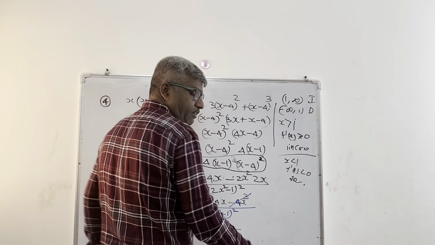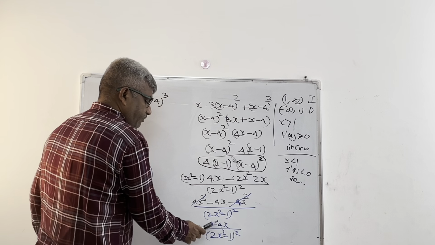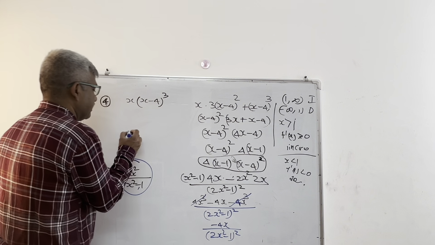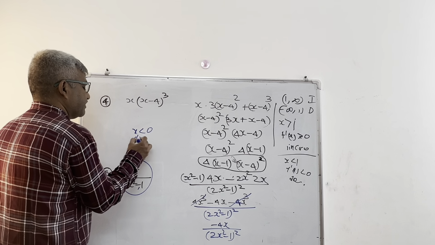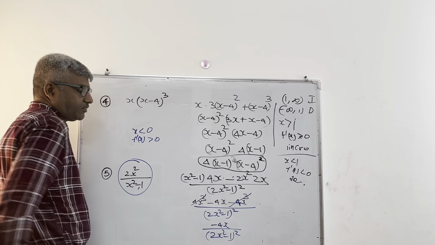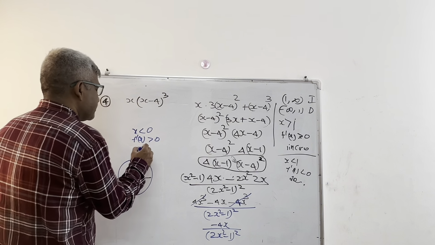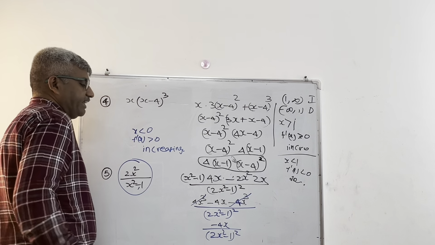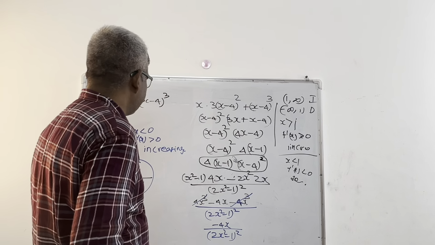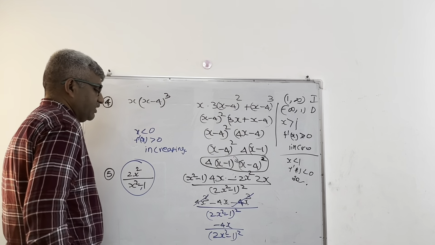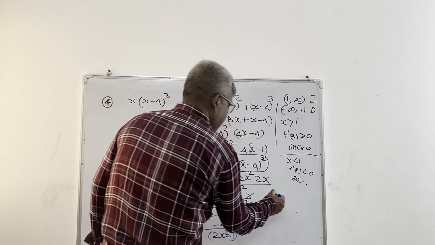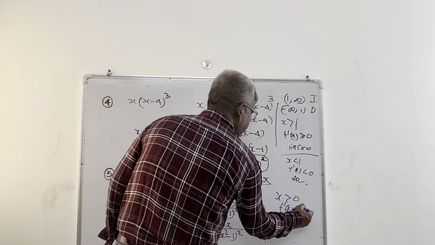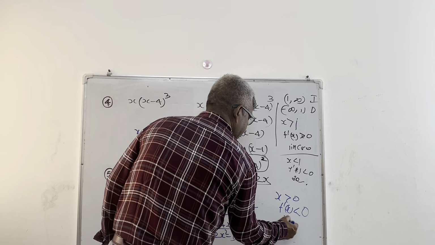This square is always positive. So here minus is there. So when x is less than 0, f dash x is greater than 0, and it is increasing. When x is greater than 0, f dash x will be less than 0, so it is decreasing.